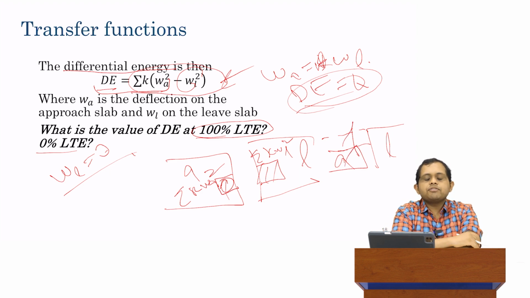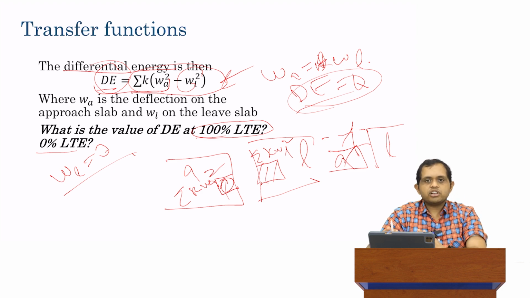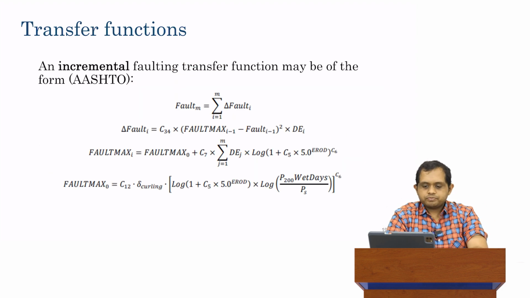So what we can see is, if we want to develop a particular mechanistic or mechanistic-empirical transfer function for faulting, it would be a good idea that it's somehow related to the accumulated differential energy. So how much differential energy is being accumulated over time with every cycle of vehicle which is passing over it. That's a physics-based logic. This differential energy is a physics-based term, which you see clearly. And our idea is maybe our faulting should somehow be related to the differential energy. That somehow is the empirical part of the transfer function.